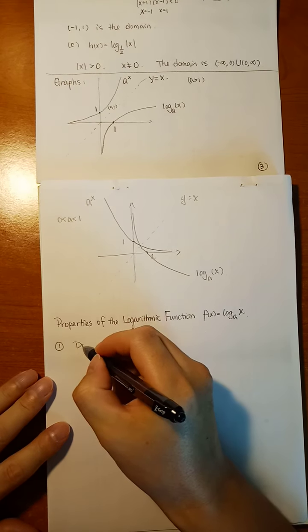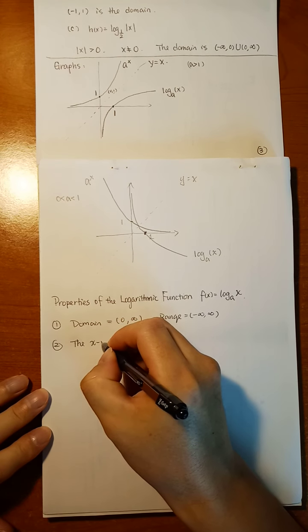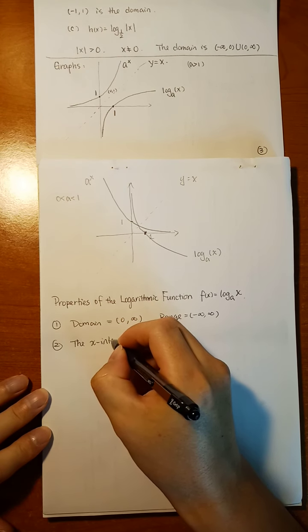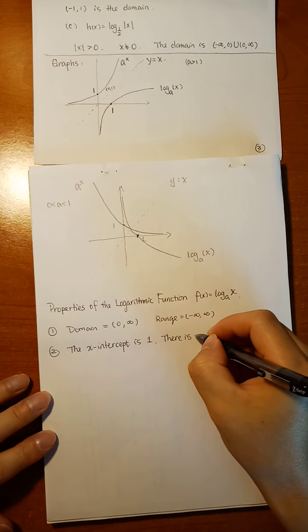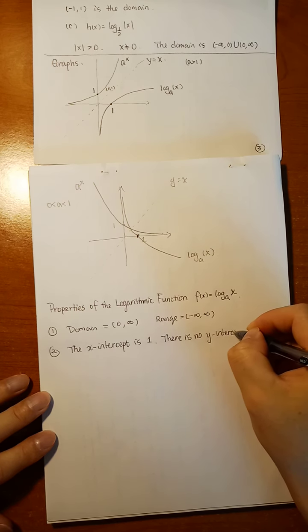And second, this is a 1. This is also 1. So the x-intercept is 1, always, for whatever base. And there is no y-intercept, because 0 is not in the domain. You see here, 0 is not in the domain, there's no y-intercept.